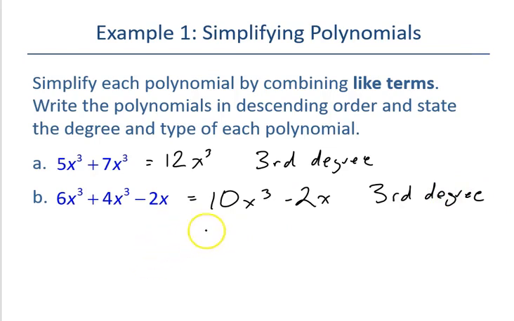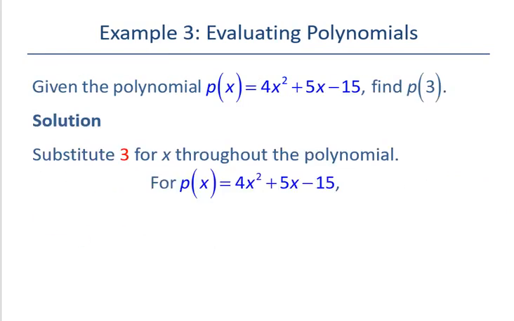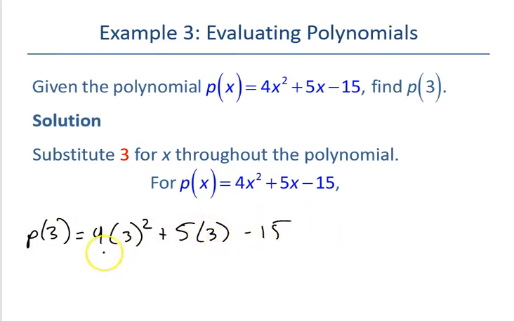Let's do one more example, where they give us a value for x. Given the polynomial p of x equals 4x squared plus 5x minus 15, find p of 3. Basically this is saying, take that 3 and anywhere that you see an x, replace that with a 3. So p of 3 is going to equal 4 times 3 squared plus 5 times 3 minus 15.